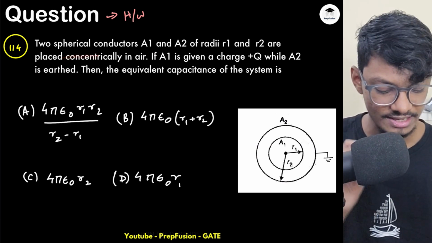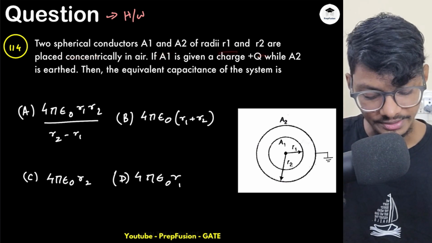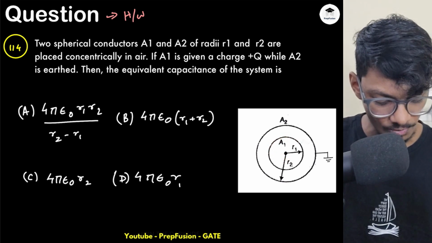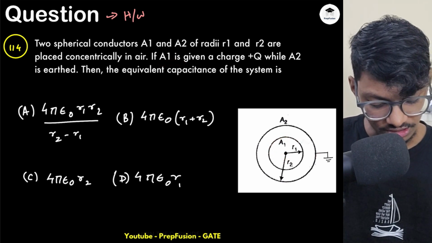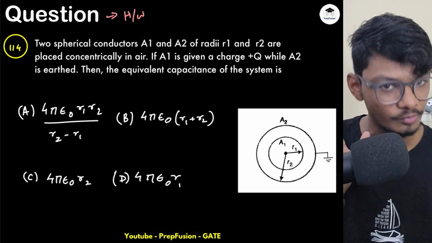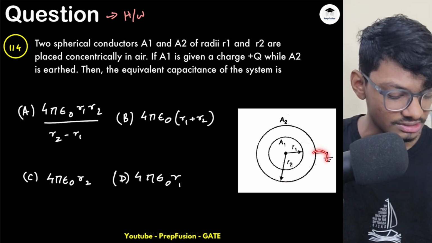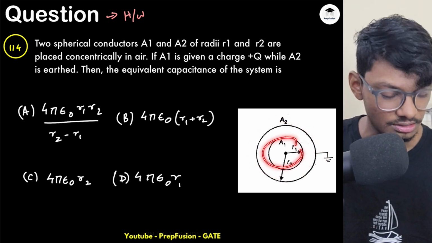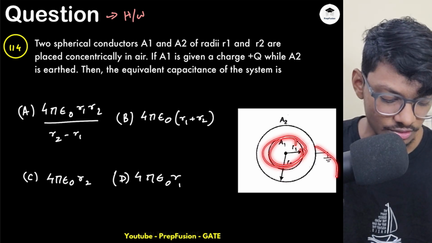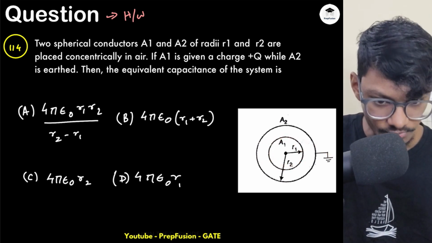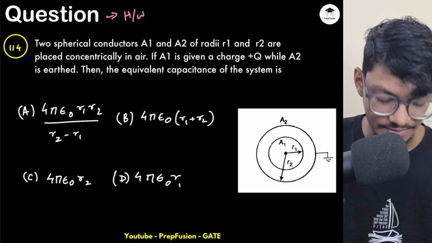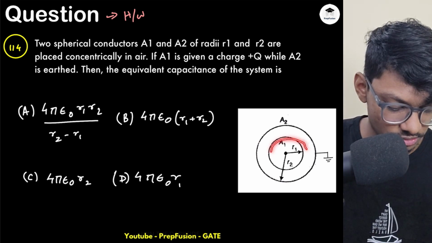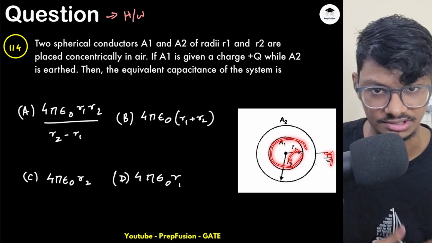Two spherical conductors A1 and A2 of radii R1 and R2 are placed concentrically in air. If A1 is given charge Q while A2 is earthed, then what will be the equivalent capacitance? You might say, sir, this is earthed, so it has zero potential, and this has V potential. So you will say that your capacitance will be just due to this sphere, because this is isolated and this is earthed.